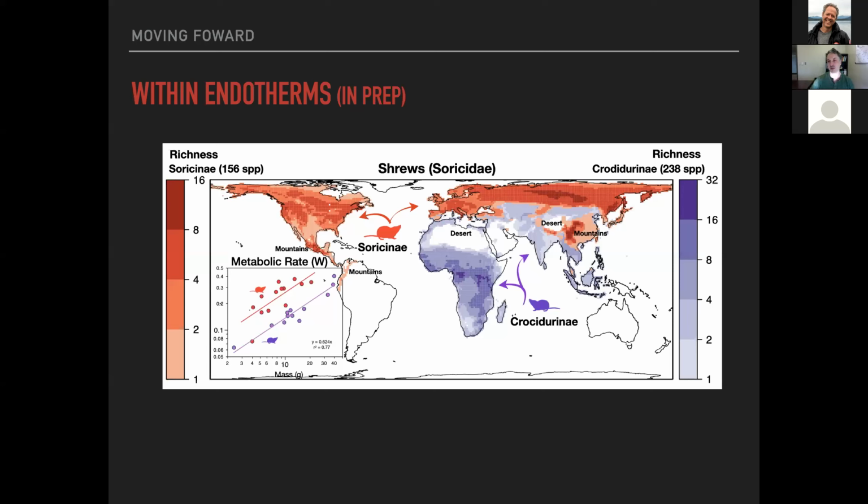And then the converse is true. As you move to deserts and you move to warm areas, these lower metabolizing shrews take over. And if I were to plot the average metabolic rate over space, kind of averaging these different species, we see a latitudinal gradient just like what we saw before. I forgot to add that, but it's true.